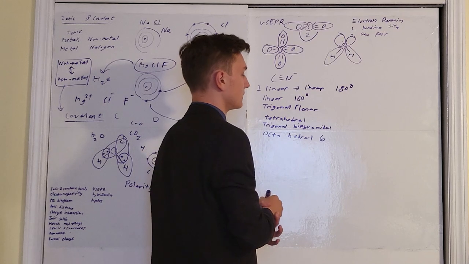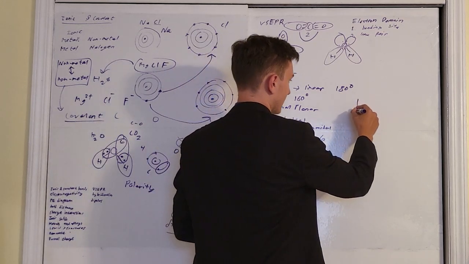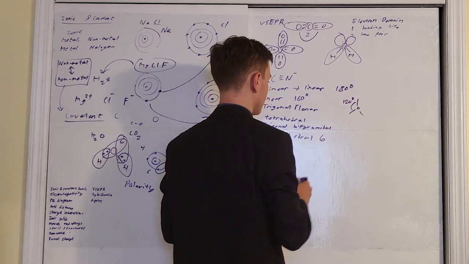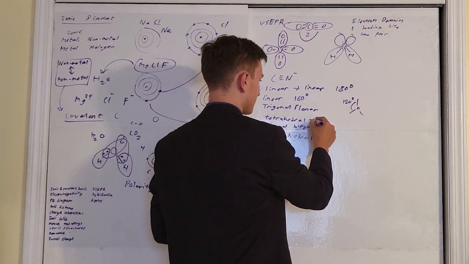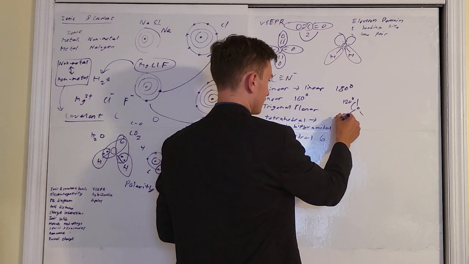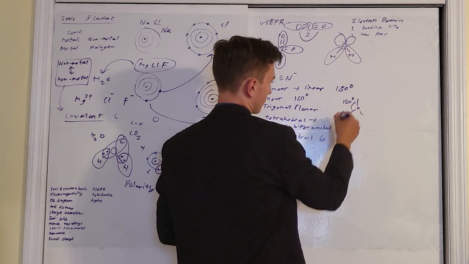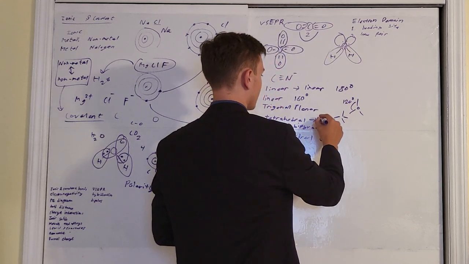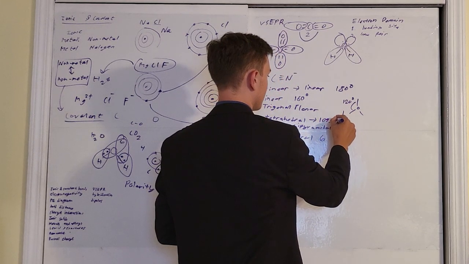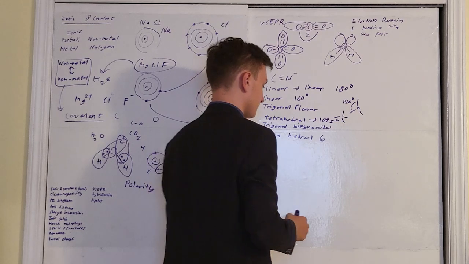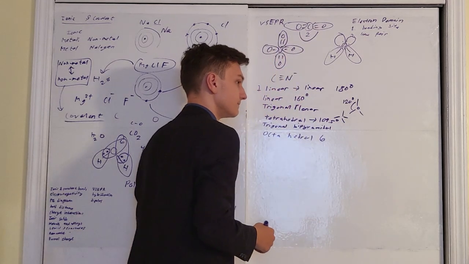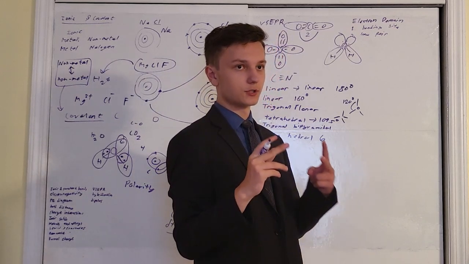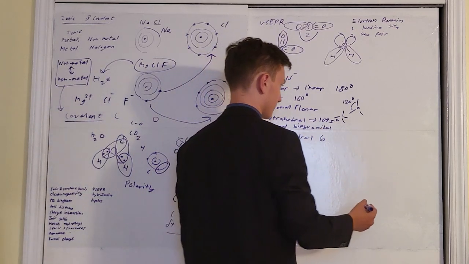The angle between the bonds in a trigonal planar atom are each 120 degrees. The angle between the bonds of a tetrahedral atom are each 109.5 degrees. The trigonal bipyramidal and the octahedral are special because they have two different angle designations.